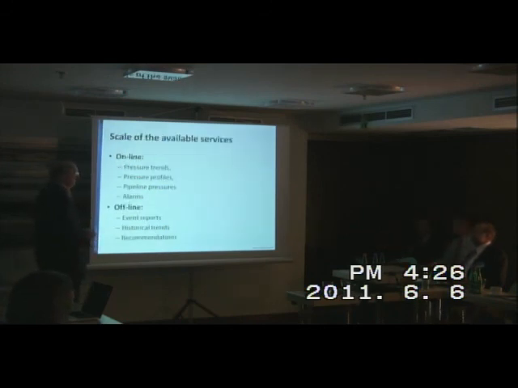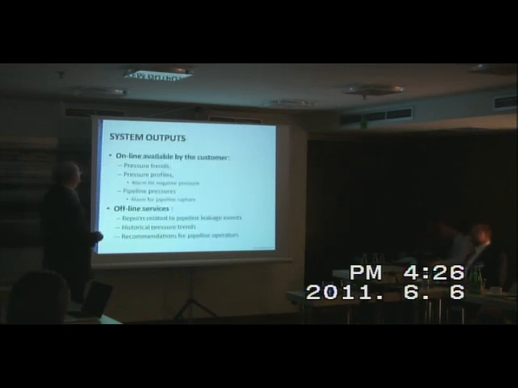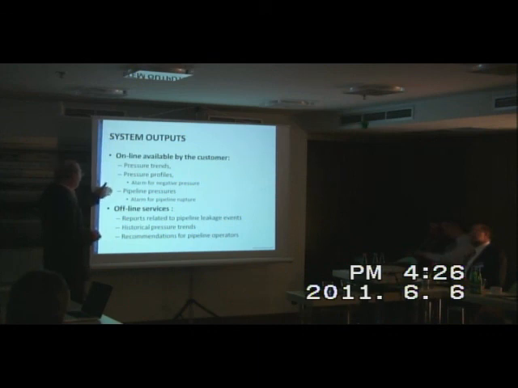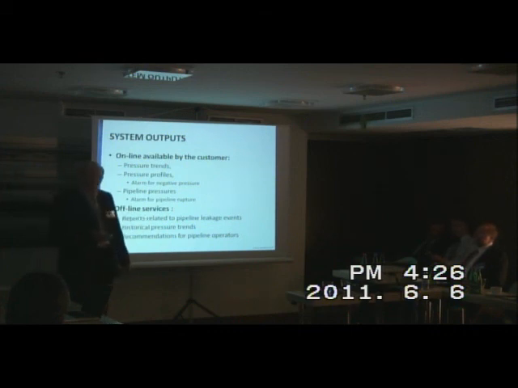What kind of services are available through the information system? There are some online and offline services giving the customer the following outputs: pressure trends, profiles, pipeline pressures. I will show an example of that. And several offline services: reports, historical pressure trends, or recommendations for pipeline operators.